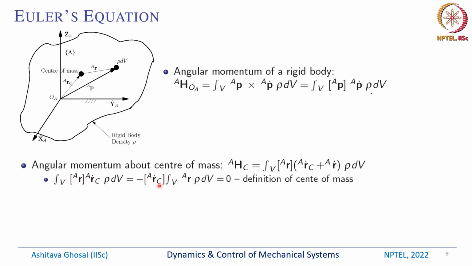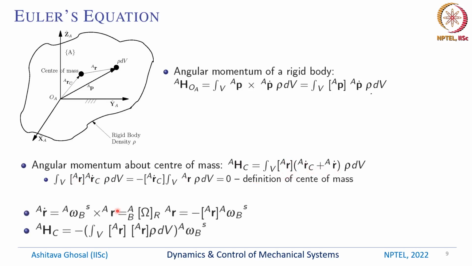So we can take out this ARC dot with a minus sign, and then we are left with a volume integral of AR rho dV. Now this AR rho dV is 0 because that is the definition of center of mass. So as you can see, using this nice way of writing a cross product as a skew symmetric matrix, we can show that this part of the term, AR into ARC dot, is 0. So we are left with only one more term. What is AR dot, which is this part here?